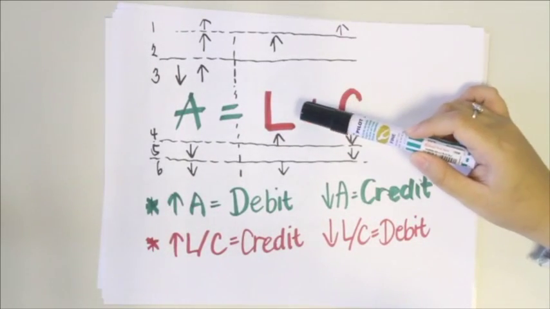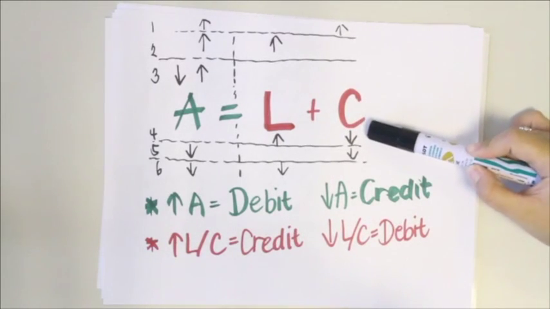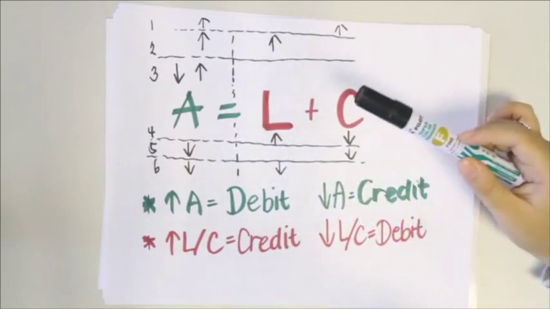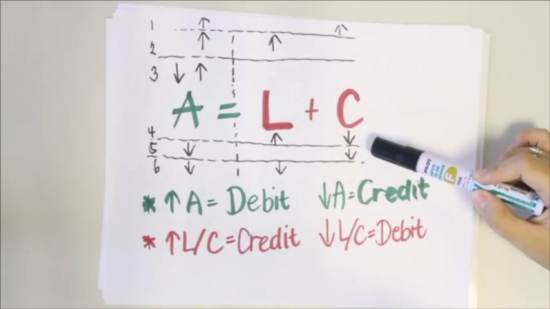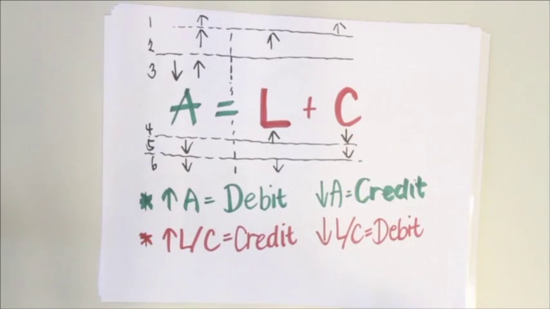Now it's also possible that an increase in your liabilities would mean a decrease in your capital. A decrease in your assets could also indicate a decrease in your capital or a decrease in your liabilities. So that's basically how the equation works.